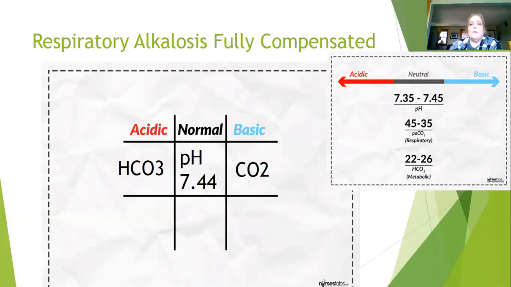Here we have fully compensated. Again, we've got that 7.44 pH, so it's in the normal zone, but the other two aren't normal. So we know we have a problem. In order to figure out what the problem is, we look at the pH and see which side it's leaning towards. So the pH is 7.44, which is more than the 7.4, so that means it's leaning towards the basic side. So we know it was a respiratory alkalosis that is now fully compensated. Patient still needs help, but the pH is normal.